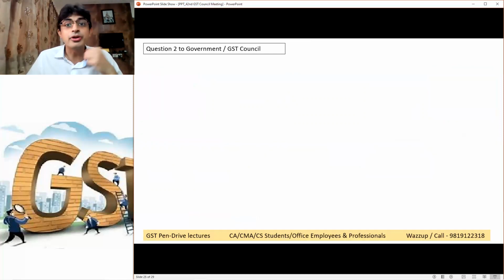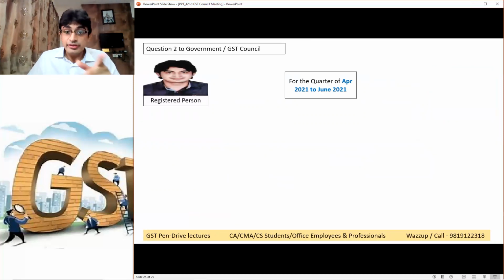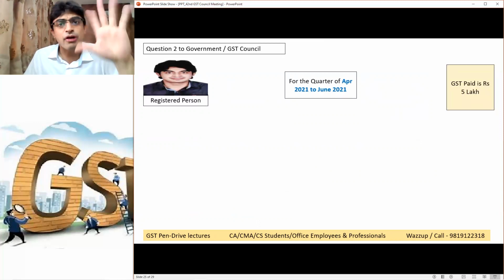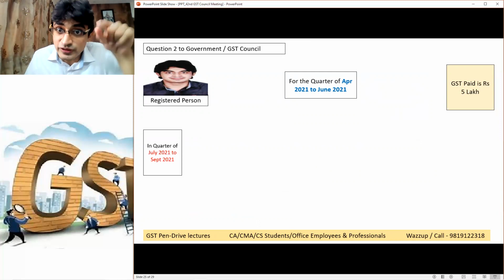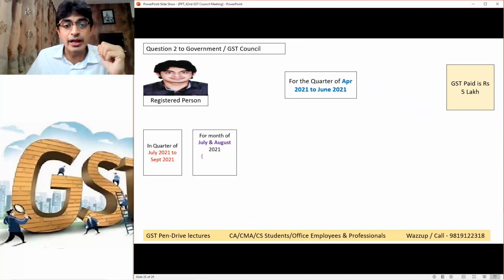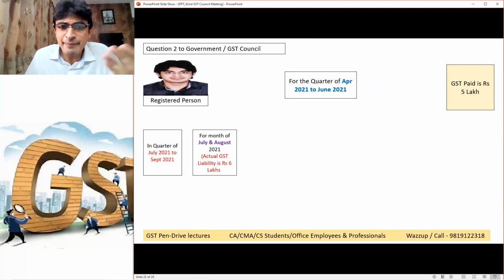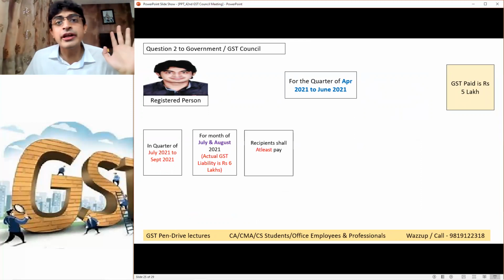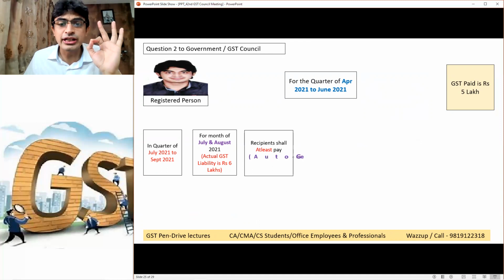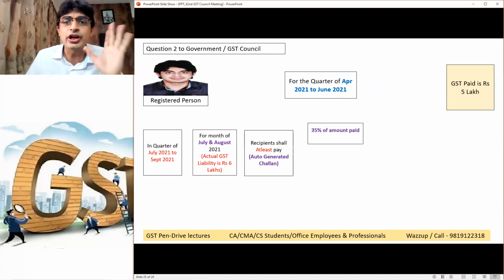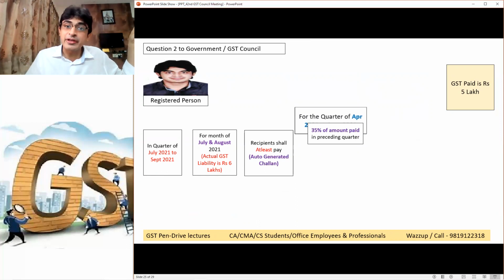Okay. Question number two that I'm raising to the government: for the quarter of April to June 21, I had paid GST of 5 lakh. Now, when it comes to the subsequent quarter, July to September 21, for the first 2 months, I was liable to pay 6 lakh. Actual liability was rupees 6 lakh. But what I did, I opted for that option that I will pay only 35% through the auto-generated challan. Okay, so only 35% of the amount in the preceding quarter.